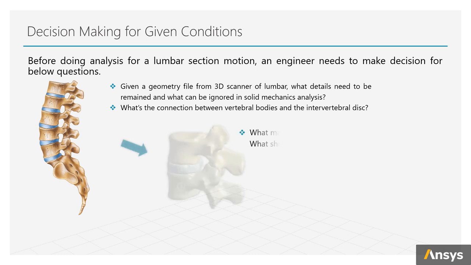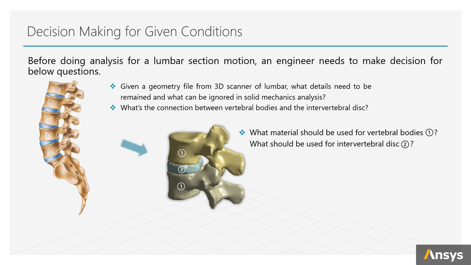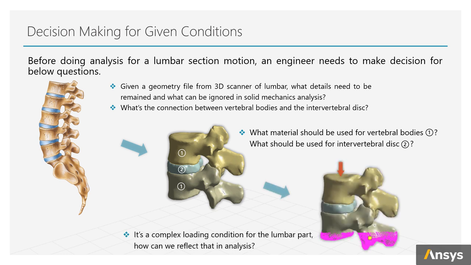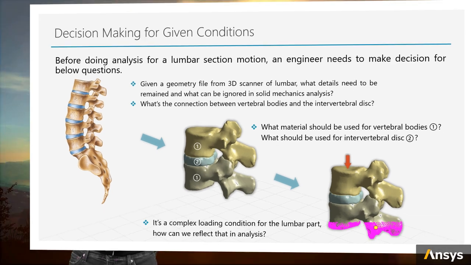What material should be used for the vertebral bodies? What should be used for the intervertebral disc? It's a complex loading condition for the lumbar part. How can we reflect that in the analysis?